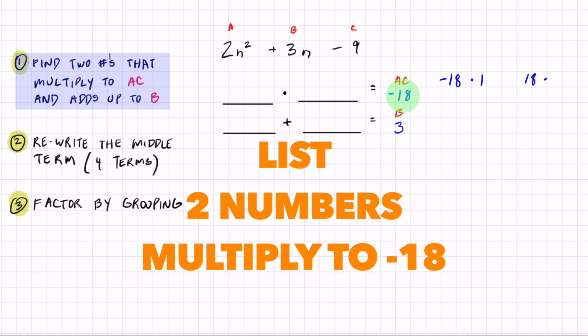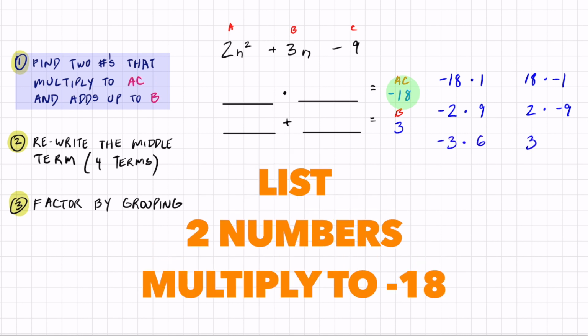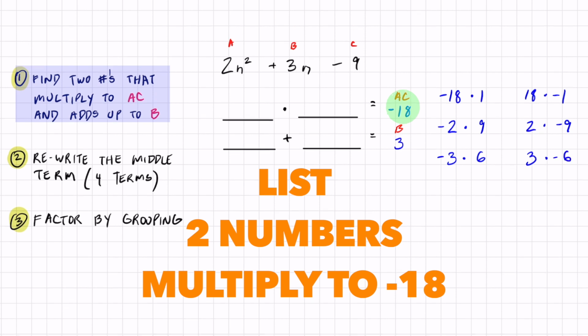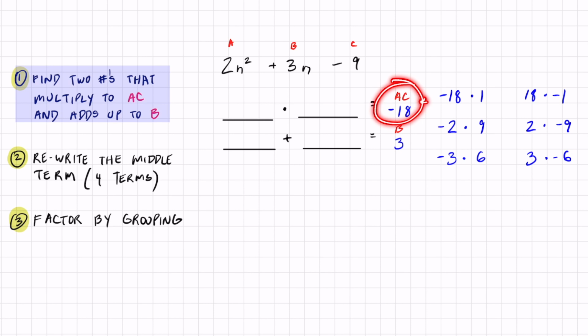Negative 18 times 1, but you can also write the other way, 18 times negative 1. Another way to get that is negative 2 times 9. Or you can also do 2 times negative 9. And I think the last way is negative 3 times 6. But you can also do 3 times negative 6. Those are all the possible combinations of 2 numbers that multiply to negative 18.